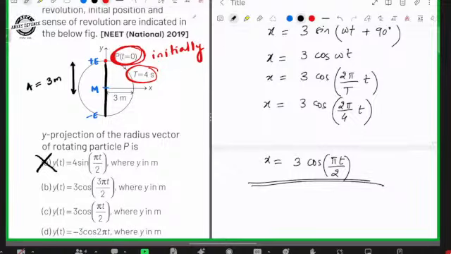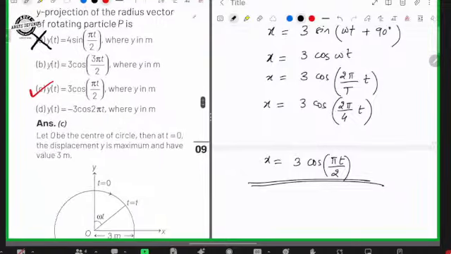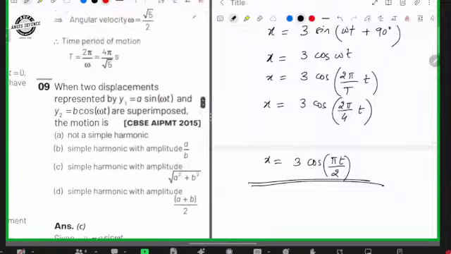Am I audible? Yes, sir. So option number C is correct, no? Yes, option number C is correct. Moving to the next question.